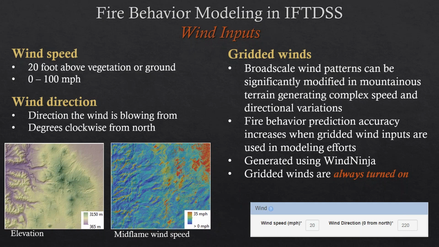And a lot of research has been done showing that fire behavior prediction accuracy does increase when these gridded wind inputs are used in modeling efforts. So that is done in the background. You don't see that, and you don't turn it on or off. It's always on, just something to be aware of when you're using IFTDSS.